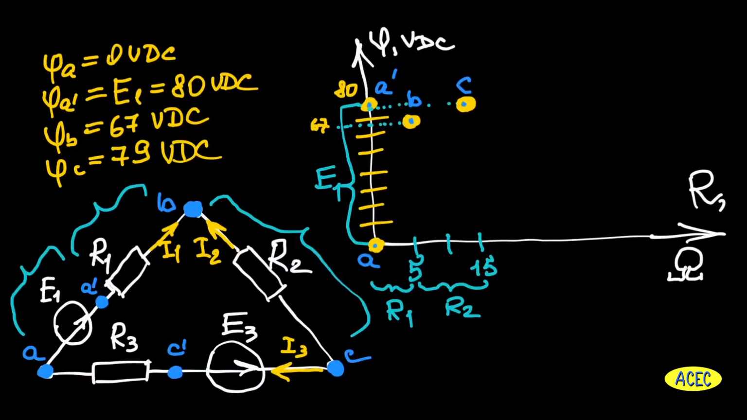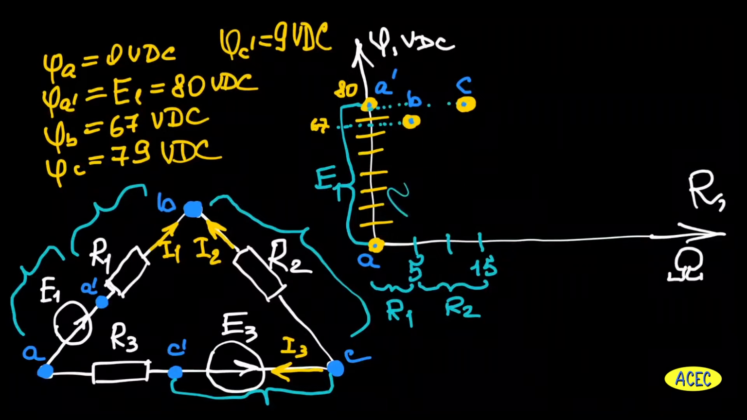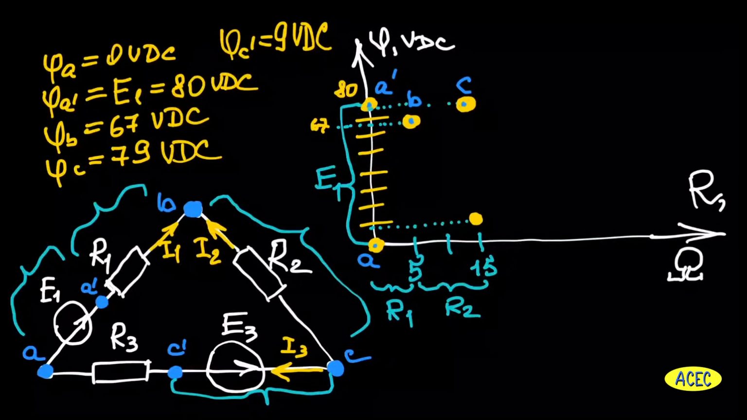Next point will be C dash. It will be a vertical decrease of the voltage because voltage source E3 has the opposite direction from point C dash to node C. 9 volts will be right here. And let's build the point C dash of the potential circle.